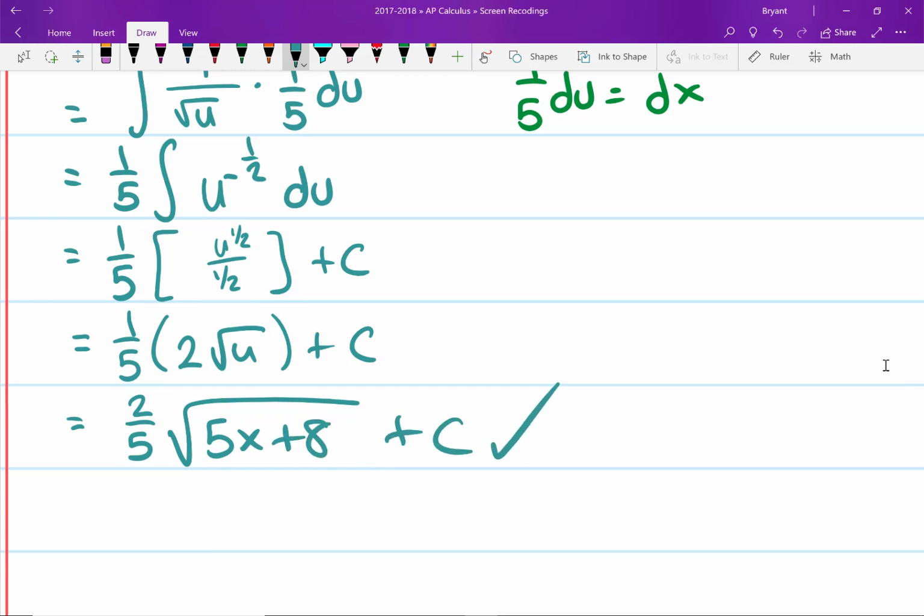That's how you integrate using u subs. Done lots of different kinds of problems. You should be able to tackle whatever you encounter.